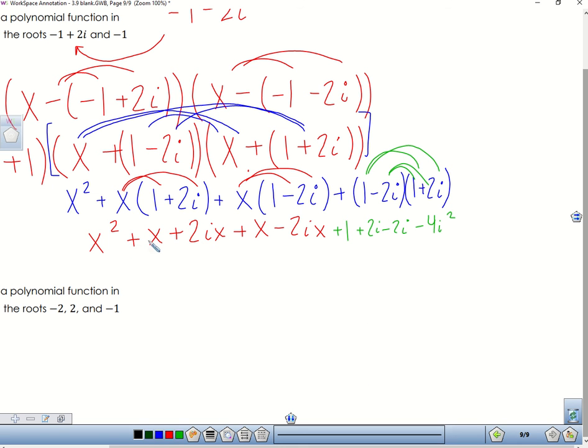So x squared, we'll bring that down. There's no other x squared. I'm going to cross it out. What's x plus x? 2x. These are gone. What's 2ix minus 2ix? 0. Goes away. We're done with those. And then we're left with plus 1. What's 2i minus 2i? 0. And then we have negative 4 times, what's i squared? Anybody remember what i squared is?